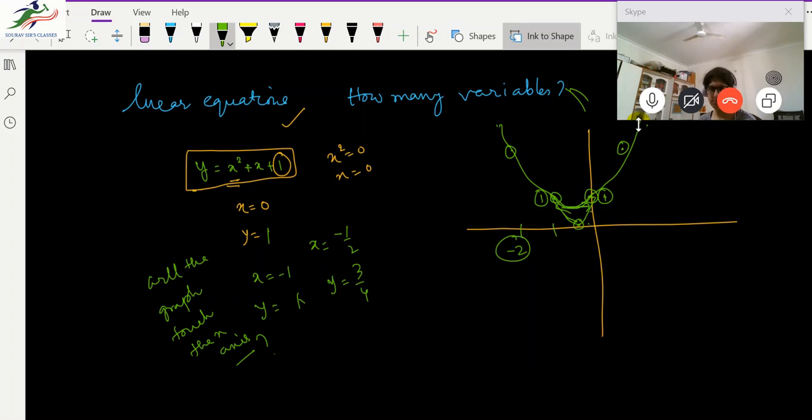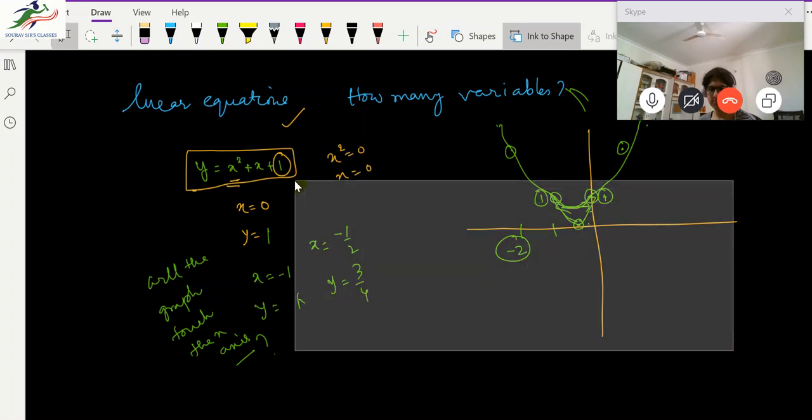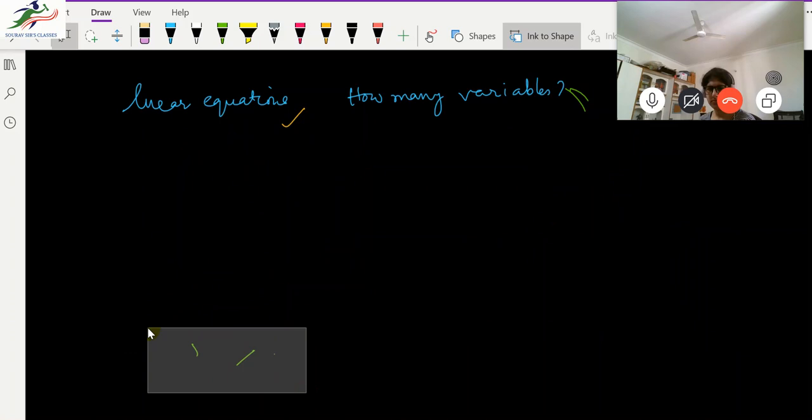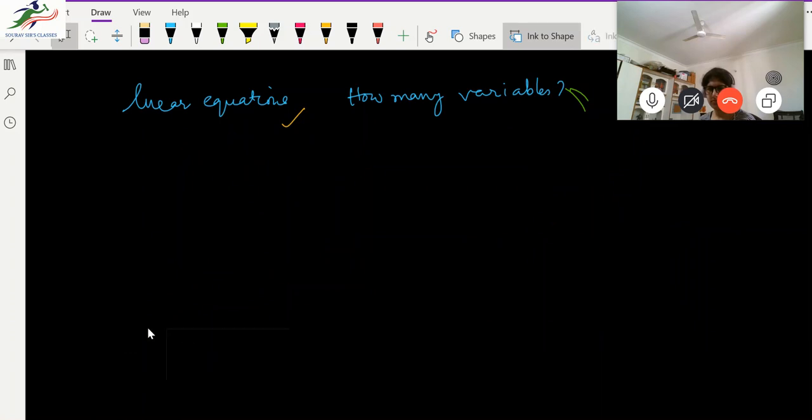Okay, let us look at the logic now. Okay, let us take any general form of the equation. I took a particular form, so I will take a general form: ax square plus bx plus c. Yes, this is a general form of the equation.